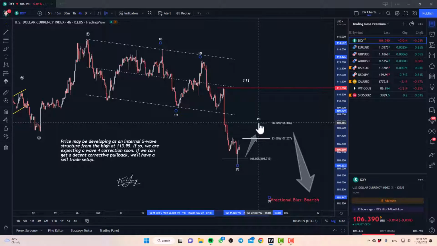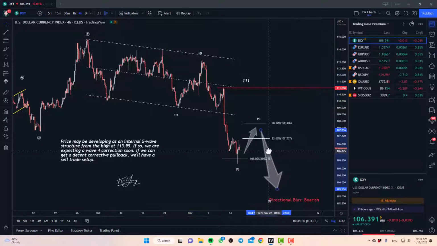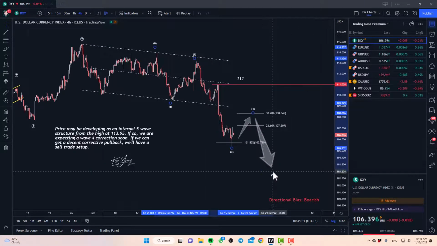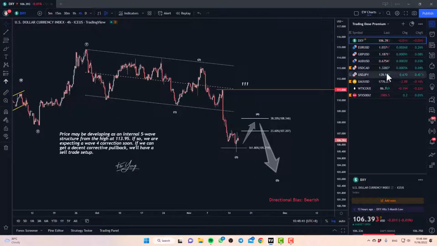Wave 4 usually we can expect a little bit more of a retracement, towards 23.6 or even 38.2, and this probably will need a bit more time. Maybe this is already underway, so the earliest we might potentially see a clear corrective structure is by the end of this week, and that would give us the potential setup going into next week where we can continue to see more downside for the dollar. So that's the overview of the dollar index.